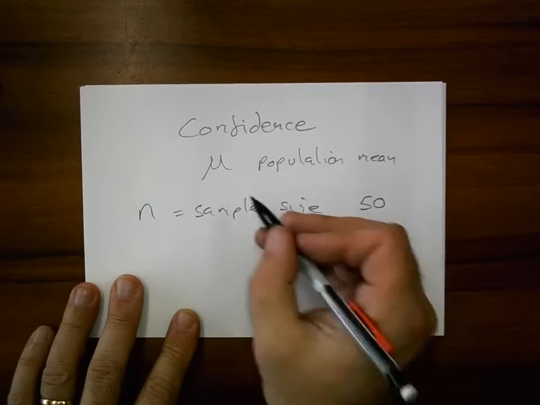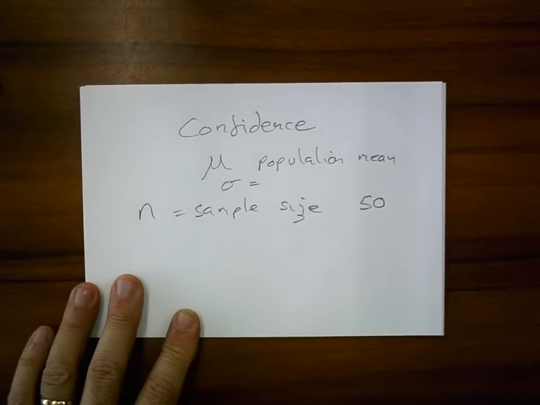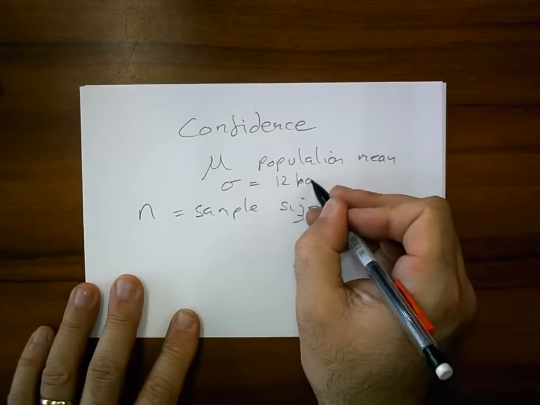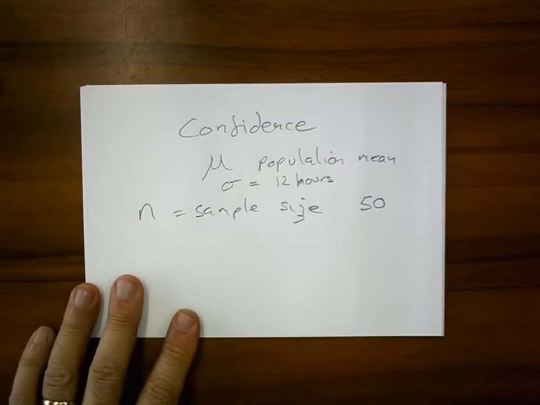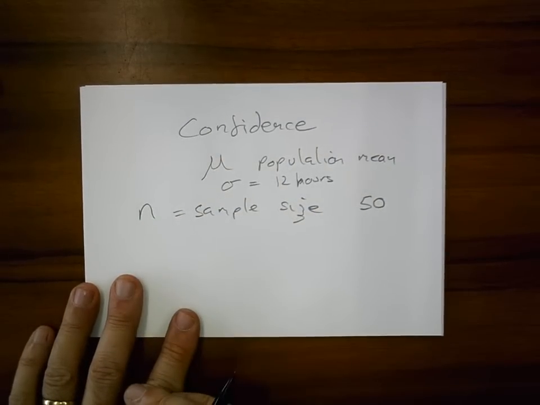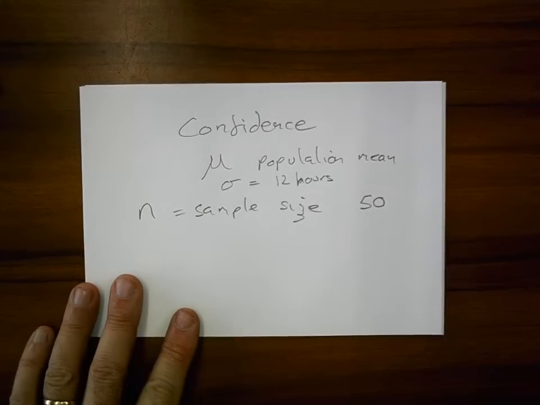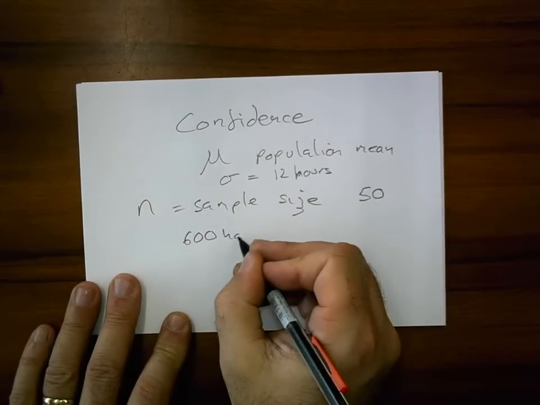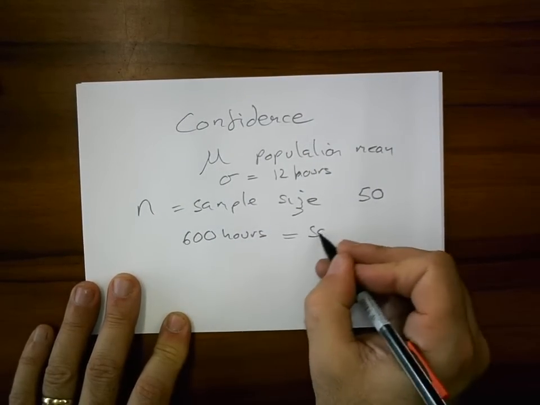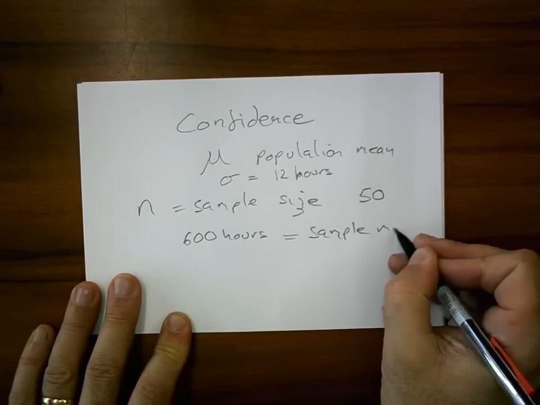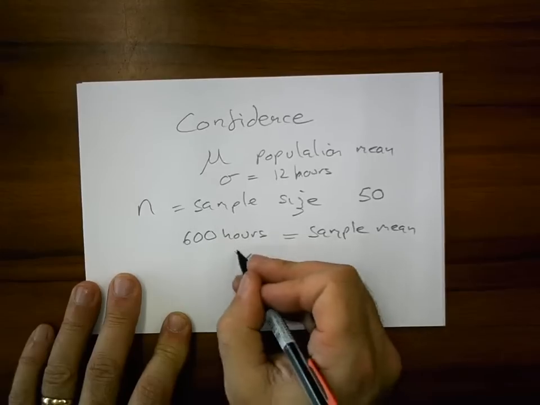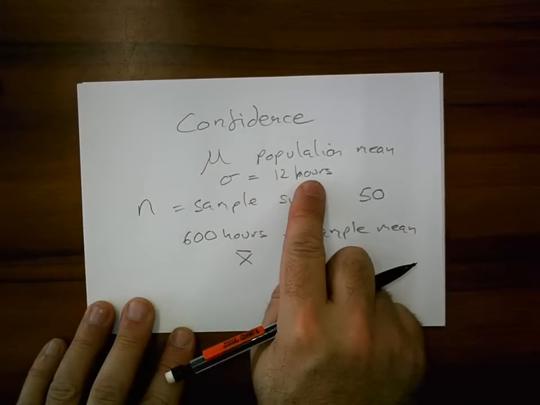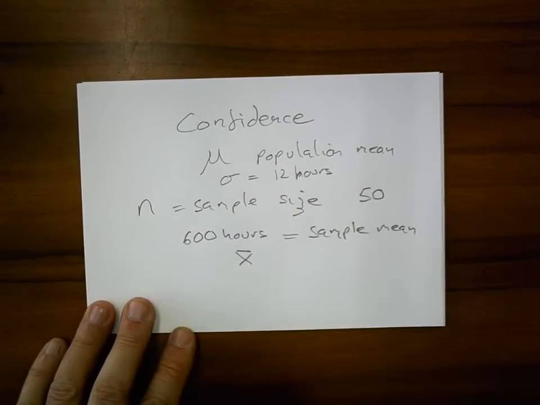We know that the standard deviation of the population, we think, is 12 hours life. We take a sample of 50 light bulbs and we test them, and we find that the mean life of a light bulb is 600 hours. Now this is a sample mean, which is denoted by x bar. So we've taken a sample mean, we have a population standard deviation, and a sample size.